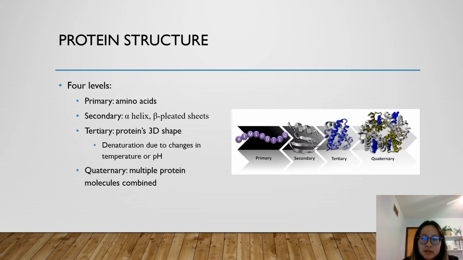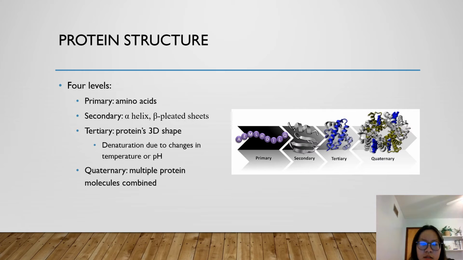So for the alpha helix, the protein backbone is coiled and stabilized by hydrogen bonds between the amide and carbonyl groups. And then the other, beta pleated sheets, are just peptide chains that are fully extended, not coiled, and then there's hydrogen bonds between the adjacent chains. For tertiary structure, that's just the protein's 3D shape. It depends on hydrophilic and hydrophobic interactions of the polar and nonpolar side chains.